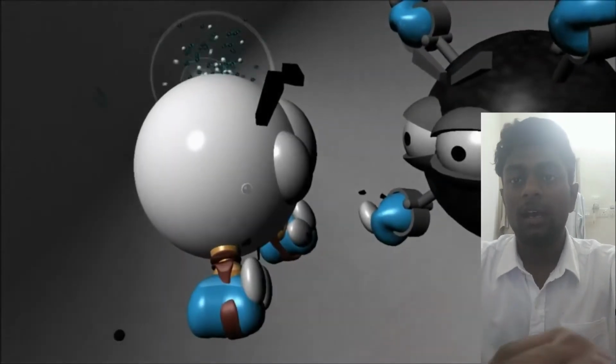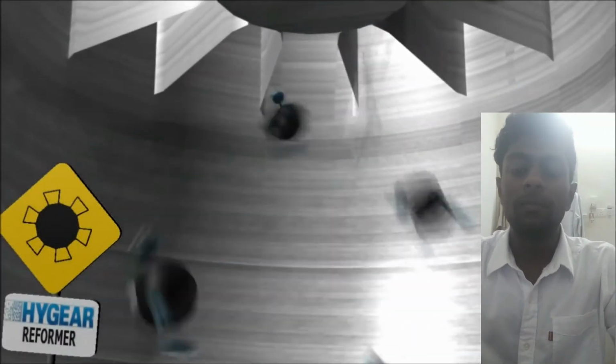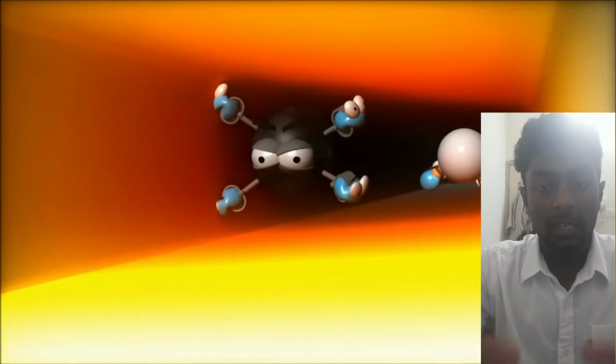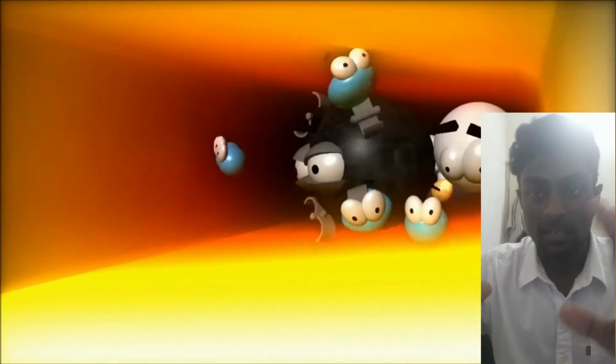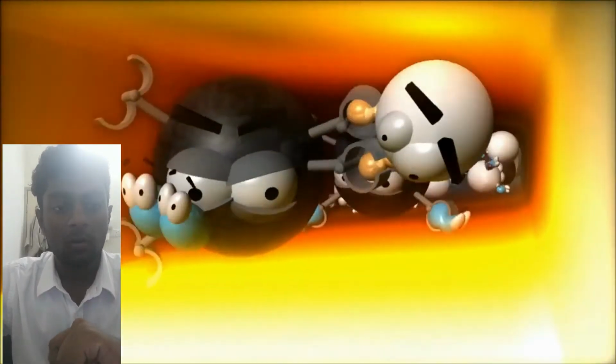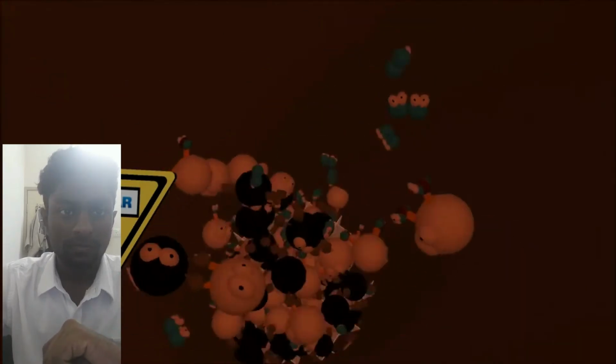What is a hydrogen processing plant actually? The basic fact is that it converts natural gas and steam to produce hydrogen. Okay, so now we have already found out the basic mechanism of a hydrogen processing plant. So this is a rough diagram of how steam and natural gas get converted to hydrogen.